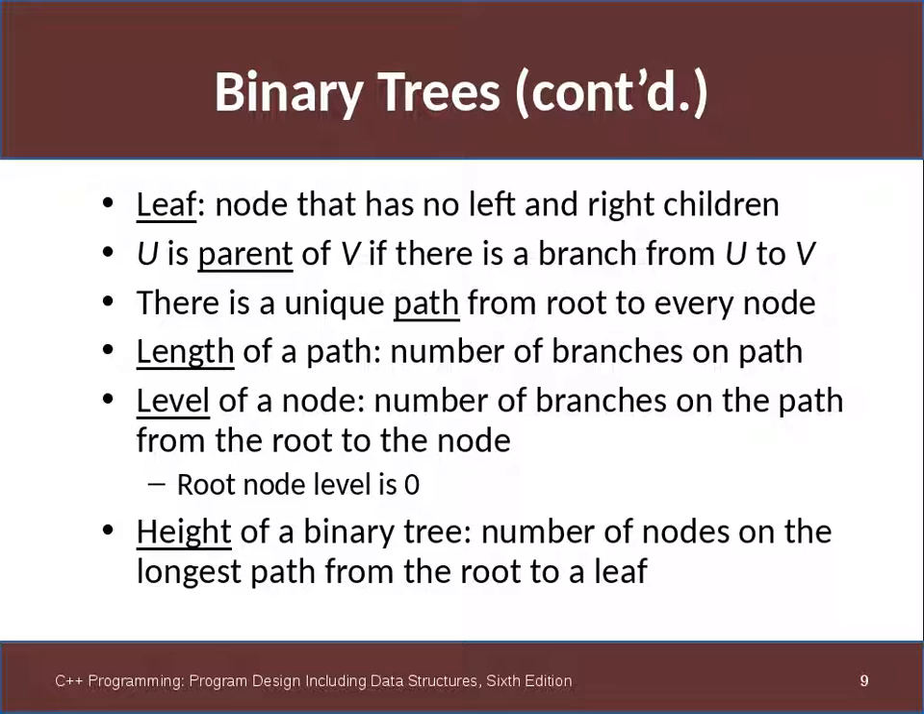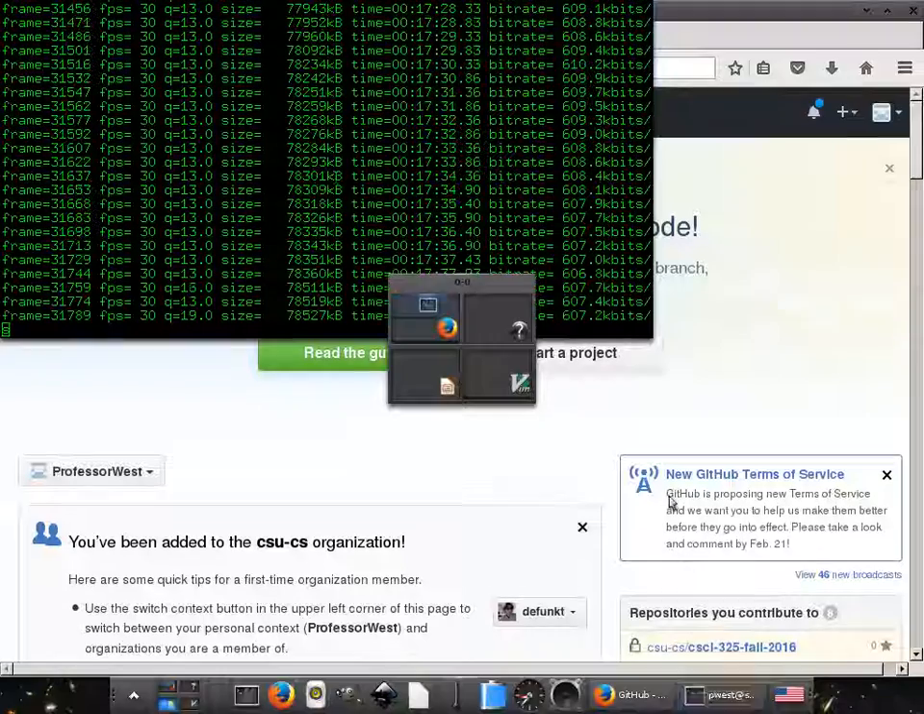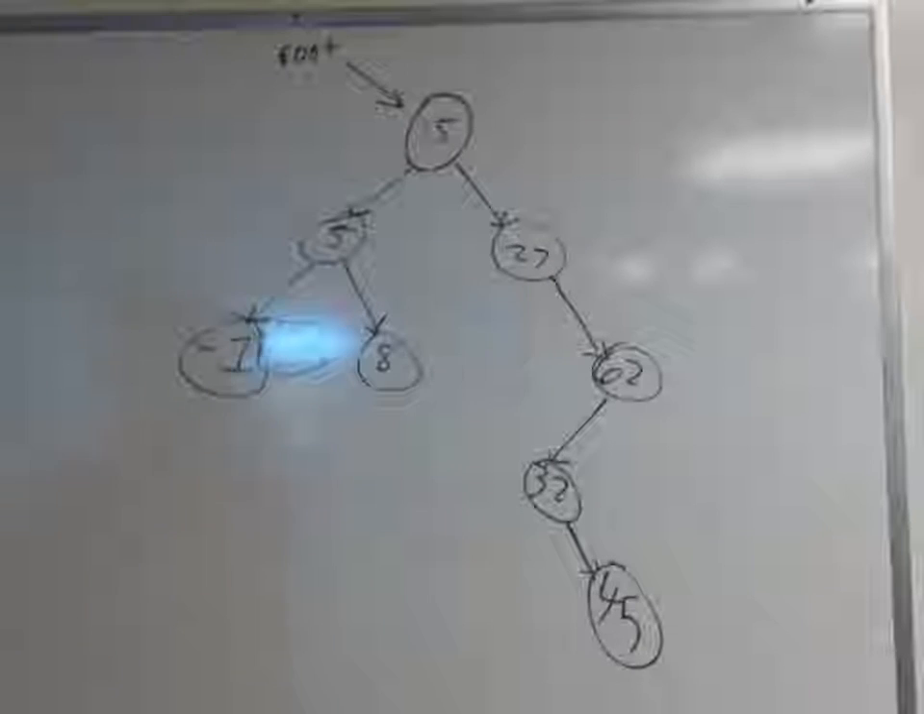It's depressing. It has no children. So what would be the leaves of this binary tree? -1, 8, 45. Everyone see that? The leaves of the tree are the nodes that don't have any children. No children.